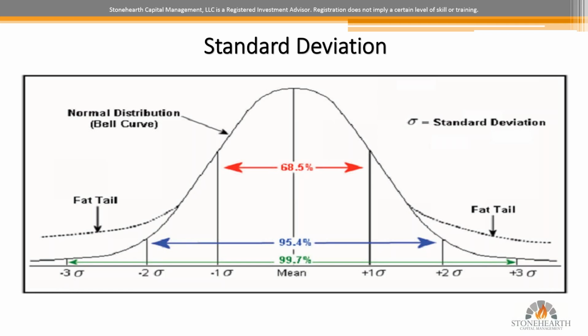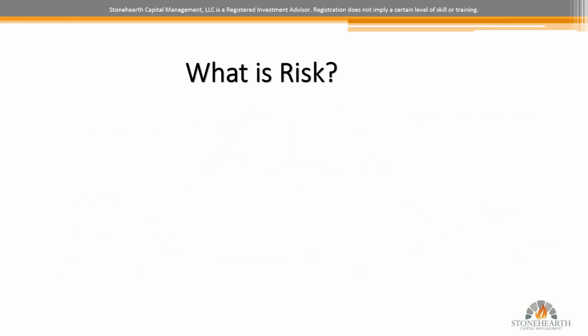So the major drawbacks are, again, we do not believe that returns are normally distributed, it doesn't take into account individual client investment horizons, and also it treats both positive and negative returns the same. What is risk for another one?